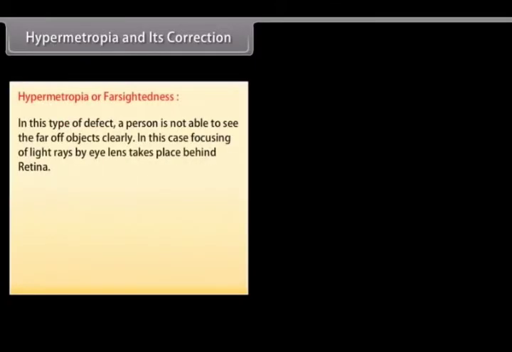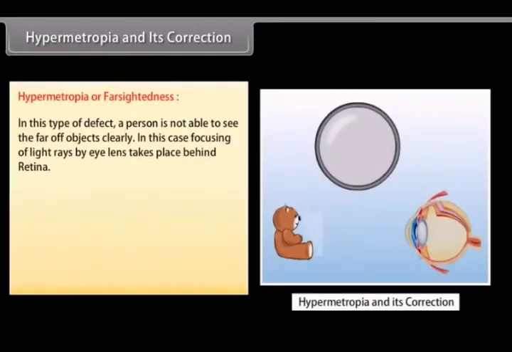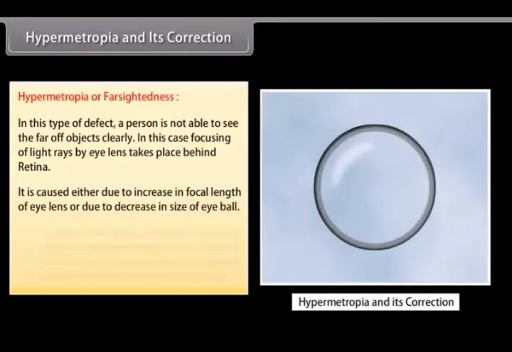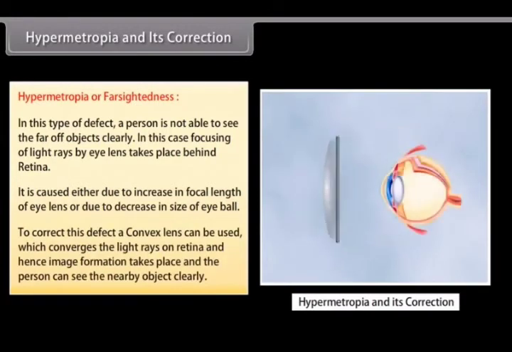Hypermetropia and its correction. In this type of defect, a person is not able to see nearby objects clearly. In this case, focusing of light rays by the eye lens takes place behind the retina. It is caused either due to an increase in focal length of the eye lens or due to a decrease in the size of the eyeball. To correct this defect, a convex lens can be used which converges the light rays on the retina and hence image formation takes place and the person can see the nearby object clearly.